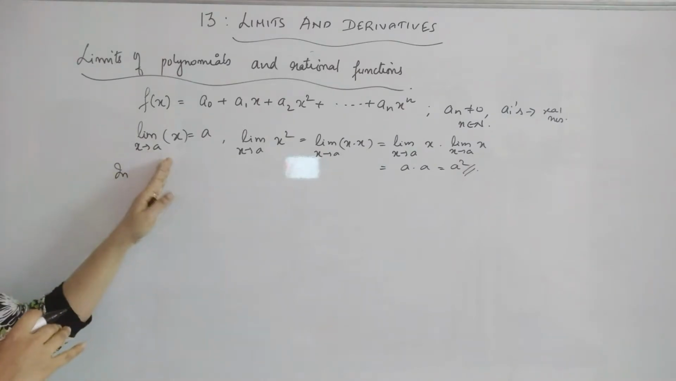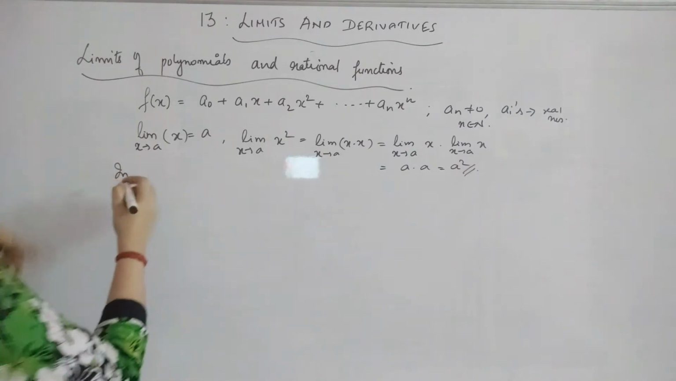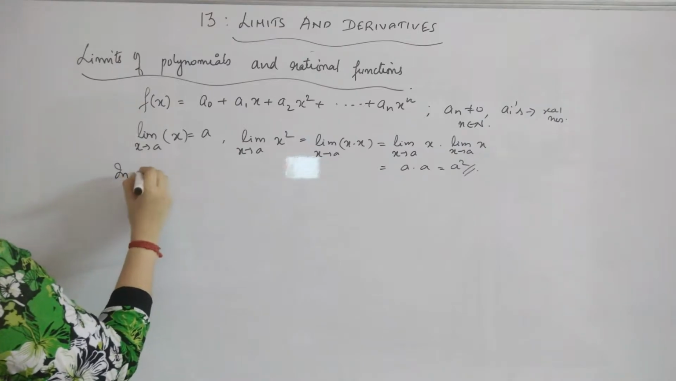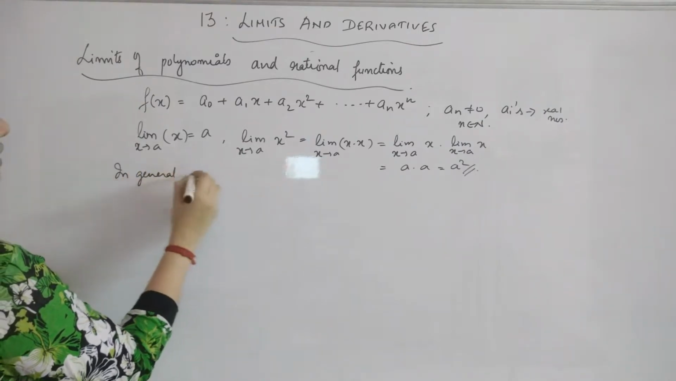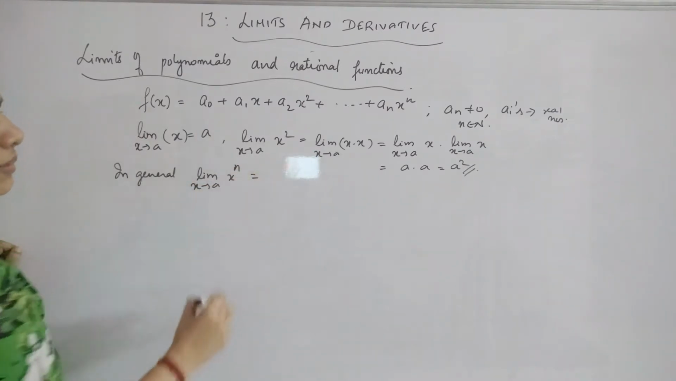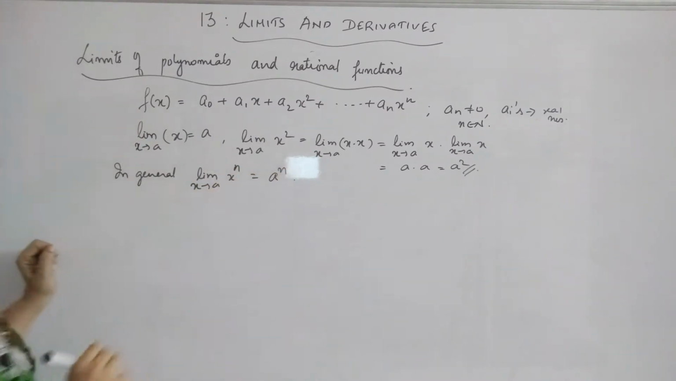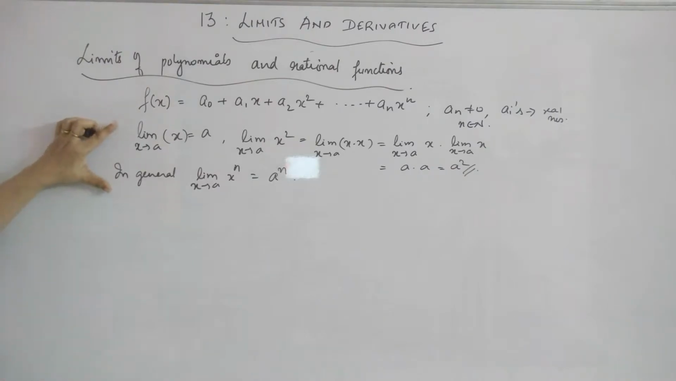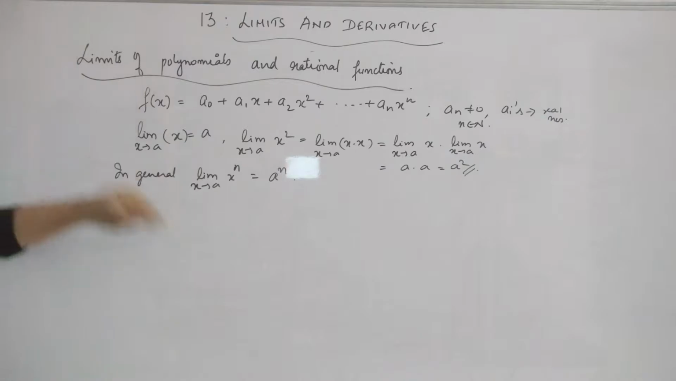Now in general, if we generalize this by induction method, for one you have proved, for second, then in general what will happen to n. So you can say that in general, if you have limit x tends to a, x raised to n will be nothing but a raised to n. So why we have considered all these things is we are just applying this, that is the limit x tends to a for this polynomial function, and what at last we will get, we will see.